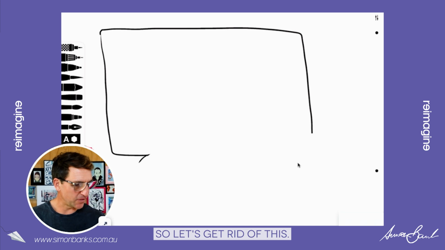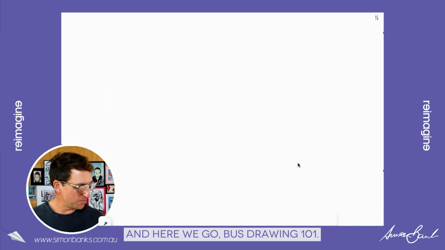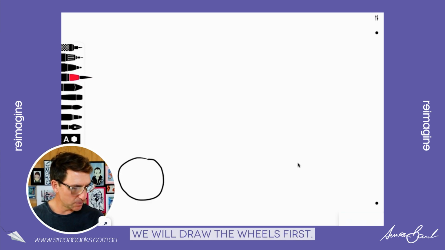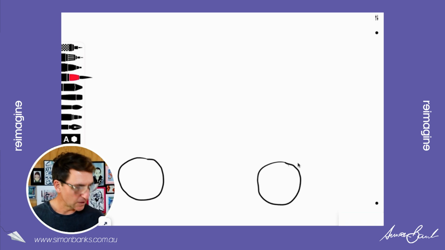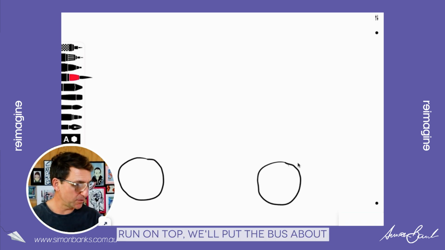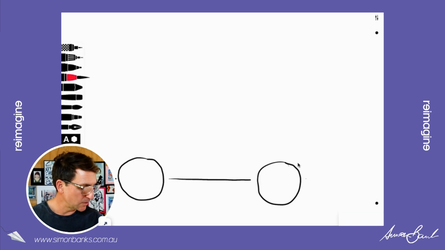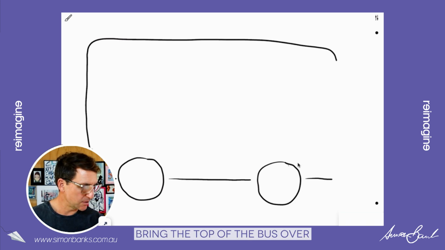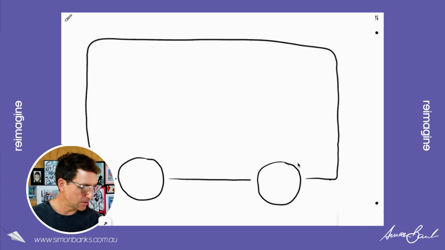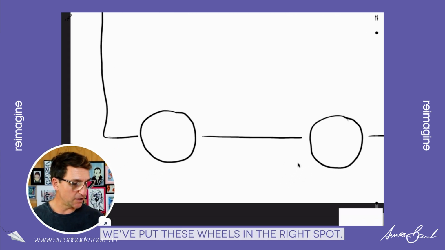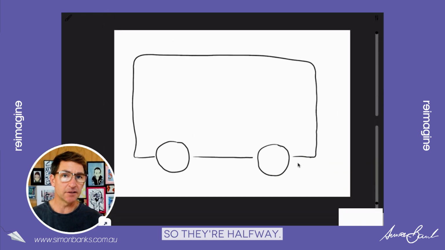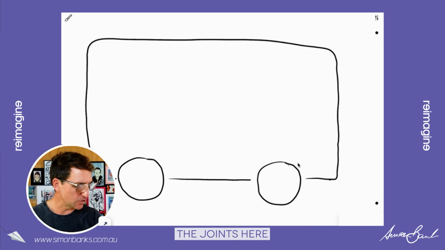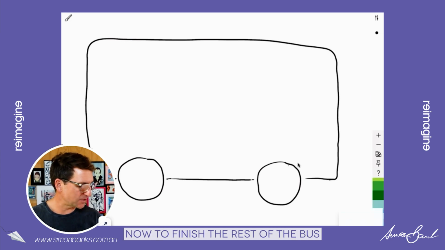Right, so let's get rid of this. And here we go, bus drawing 101. What we'll do is we will draw the wheels first. Now instead of putting the bus right on top, we'll put the bus about halfway. We'll then bring the top of the bus over in that sort of rectangle shape. And you can see what we've done is we've put these wheels in the right spot. So they're halfway. Also, the bus is about halfway down when it joins those wheels. So it joins here.